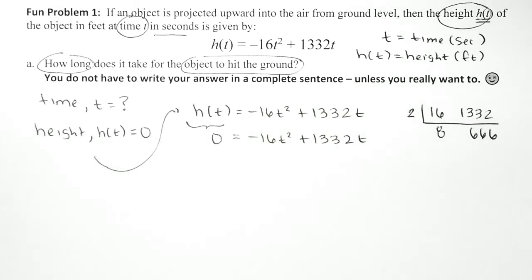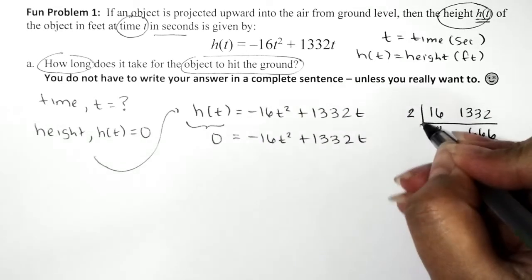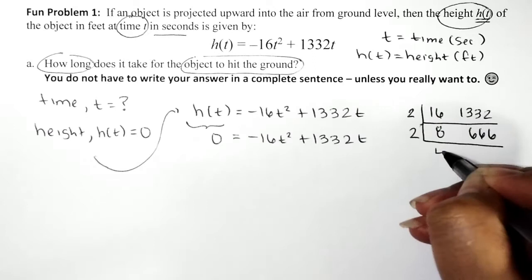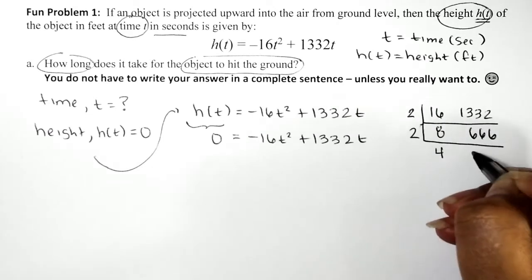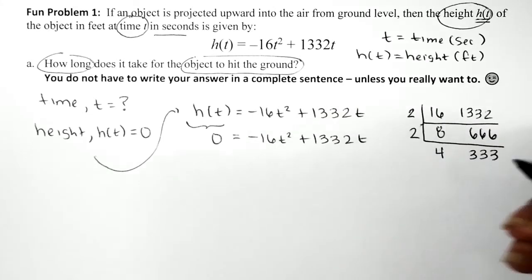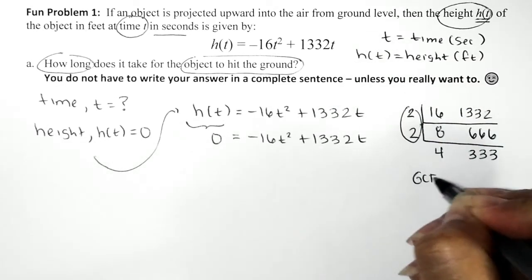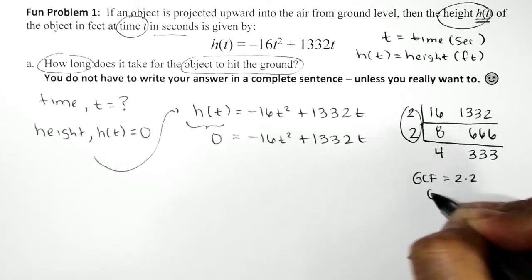8 and 6 have a common factor of 2. And when we divide, 2 goes into 8 4 times, and into 6 3 times. Our leftovers don't have any factors in common other than 1, and the GCF is given by the product of all the numbers to the left, so namely 4.